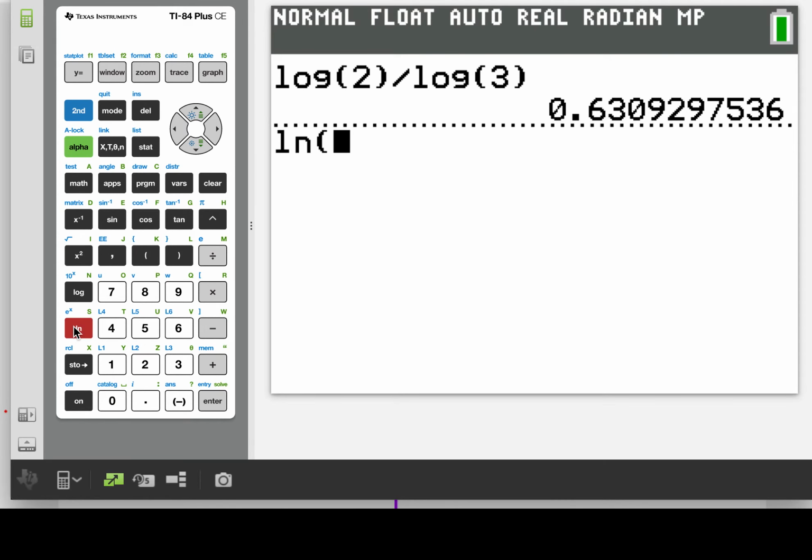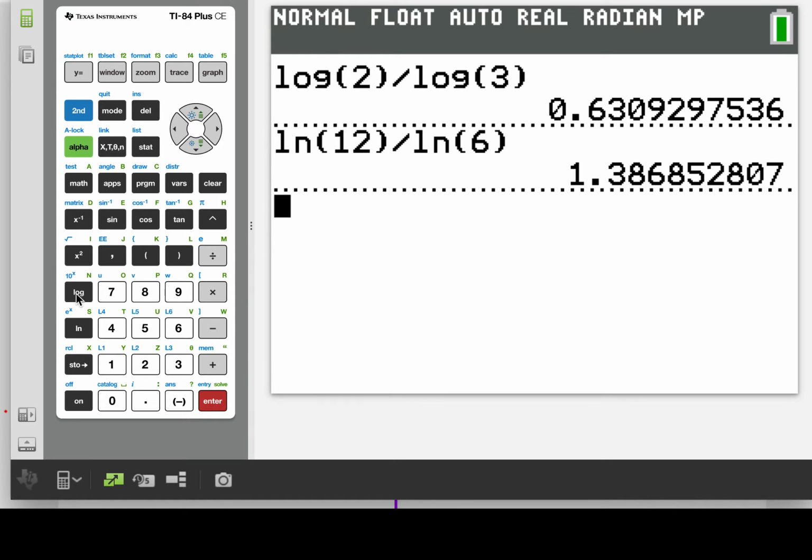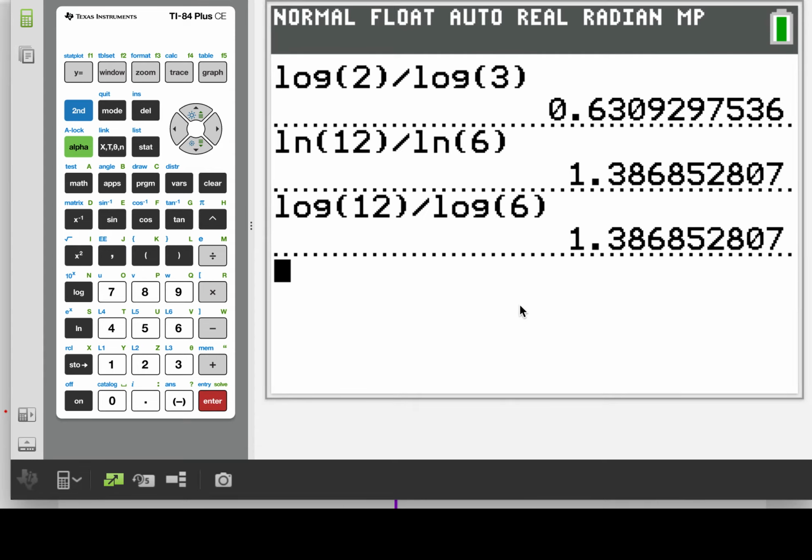And we can say natural log of 12, I believe that's what we were typing, divided by the natural log of 6. And again, if you want to see that you really do get the same thing both times, feel free. You can do a common log instead. Change that to a common logarithm as long as you use the common log both times. And you'll notice you get the same answer both times.